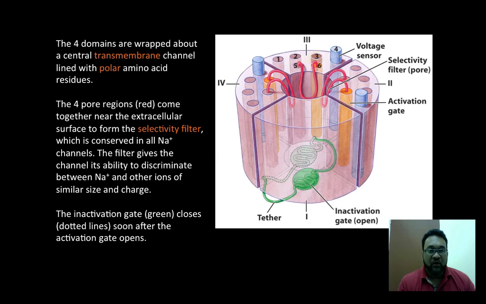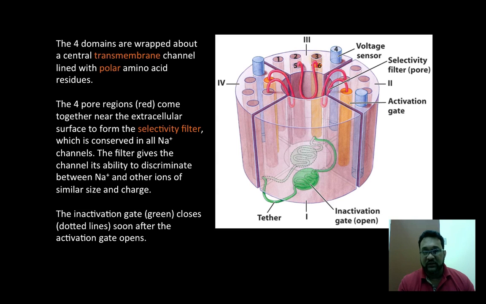Now the 4 pore regions, which were red in the other diagram, are also red here. They come together near the extracellular surface to form the selectivity filter. Now that is conserved in all sodium ion channels. In all sodium ion channels, there is a selectivity filter.